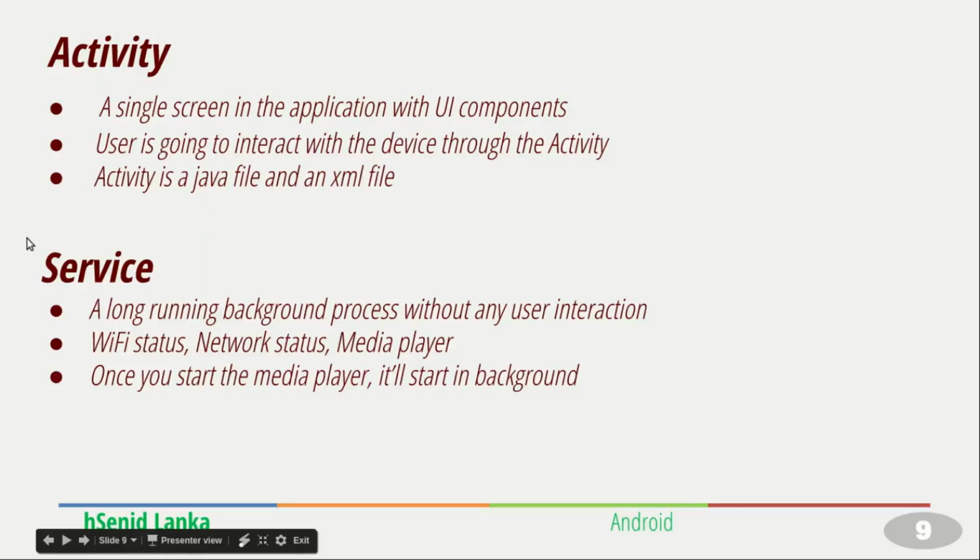The second one is service. A service is a long-running background process without any human interaction. For example, Wi-Fi status, network status, or a media player. When we switch on the Wi-Fi in our smartphone, it detects whether Wi-Fi is available or not automatically. In the same way in a media player, once we start the media player, it will play all the songs in the list automatically. So that is a service. It does not need any human interaction.